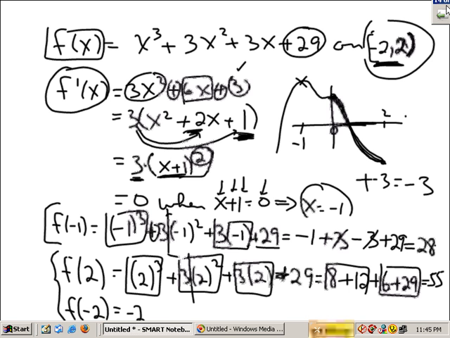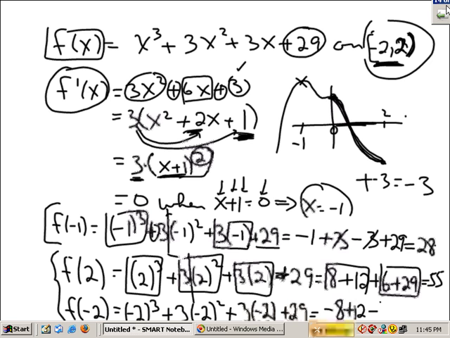And it's going to be negative 2 cubed plus 3 times negative 2 squared plus 3 times negative 2 plus 29. Well, that's going to be negative 8 plus 12 minus 6 plus 29. And that's going to be, I think, 27. Okay. The largest value is 55. The smallest value is 27. Okay, the question is 55.